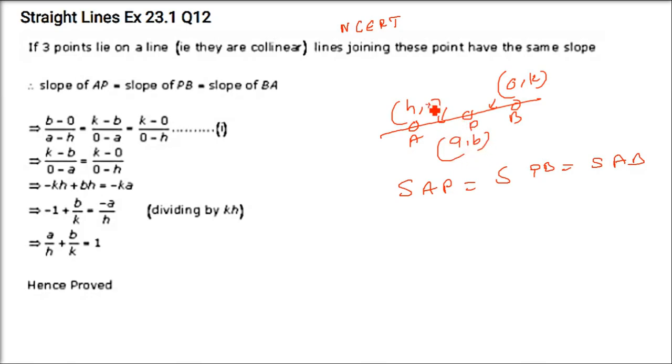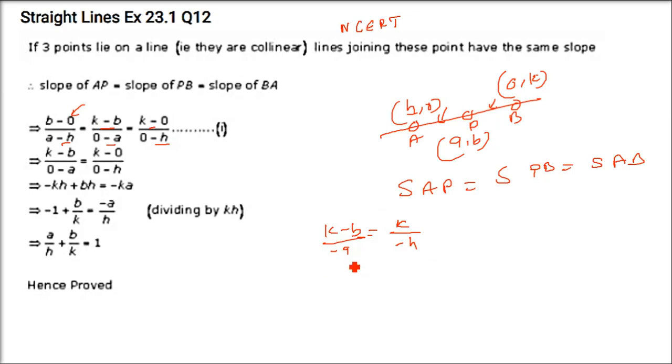So what is the slope of AP? B minus 0 divided by A minus H. Now what is the slope of BP? K minus B divided by 0 minus A. And the third one, which is AB, that is K minus 0 divided by 0 minus H. Now these are equal. We will take the second and third one. K minus B by minus A equals K minus 0 by 0 minus H. So K minus B by minus A equals K by minus H.